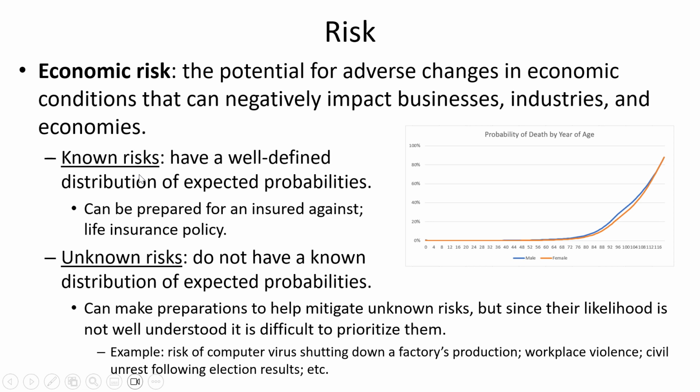Unknown risks are either the things that we never would have even thought of as a possibility of happening, or those things where we know it's a thing, but we don't know how likely it is. So we know, for example, that a computer virus could shut down a factory's production, but we just don't know what the probability of that occurring is. So for a given facility like the Toyota facility here in West Virginia, there is a chance that a computer virus could cause it to shut down, but it would be difficult for an insurance company to price a policy, because they simply don't know how likely that is.